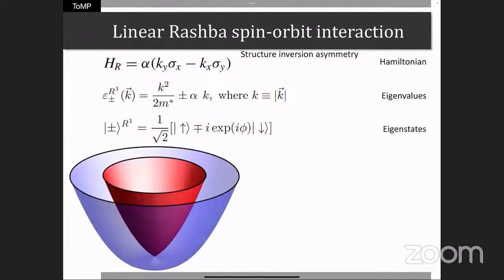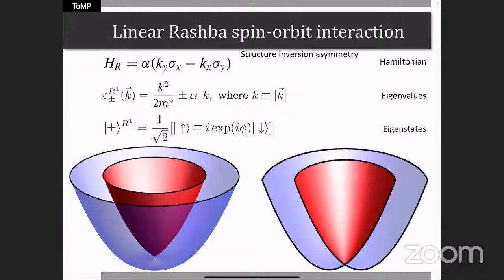If we plot the eigenvalues in two-dimensional K space, and the z-axis is the energy axis, it looks like this, where at this point here, the red and blue bands touch. If I make a cross section, it looks like this. And usually in the band diagram that we see, we see this kind of feature for the Rashba effect.